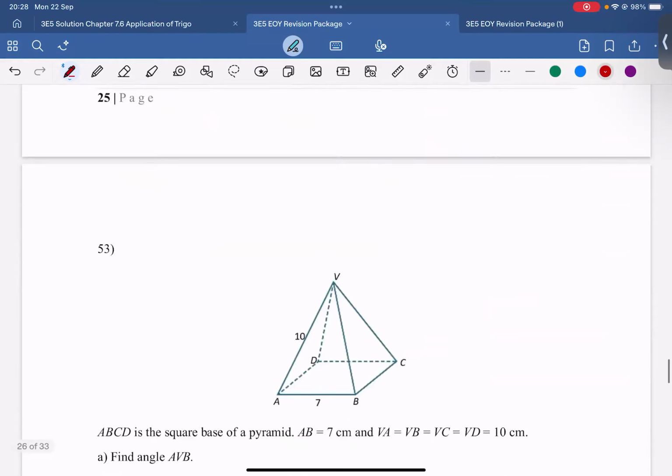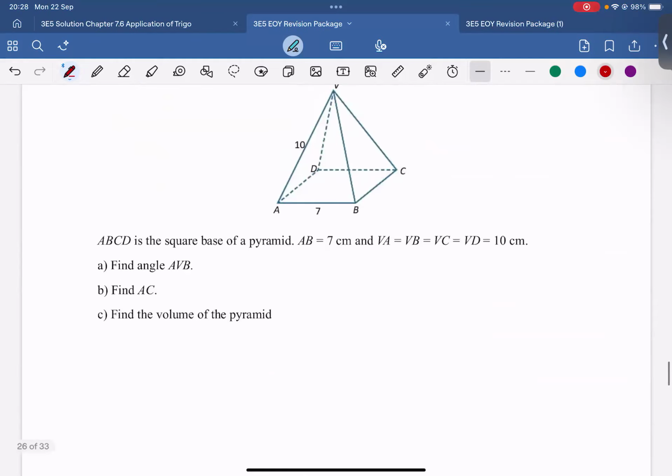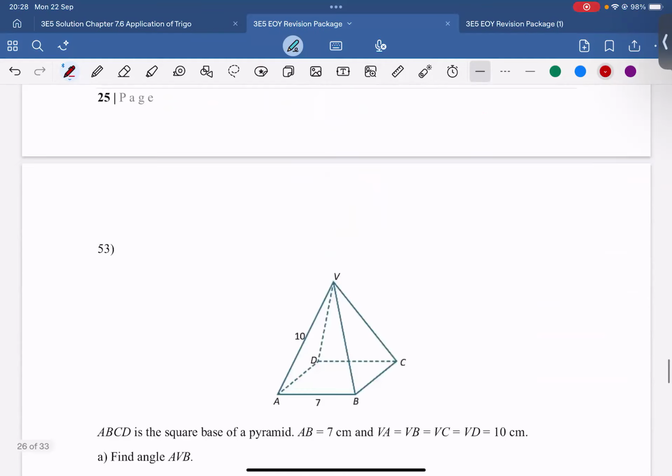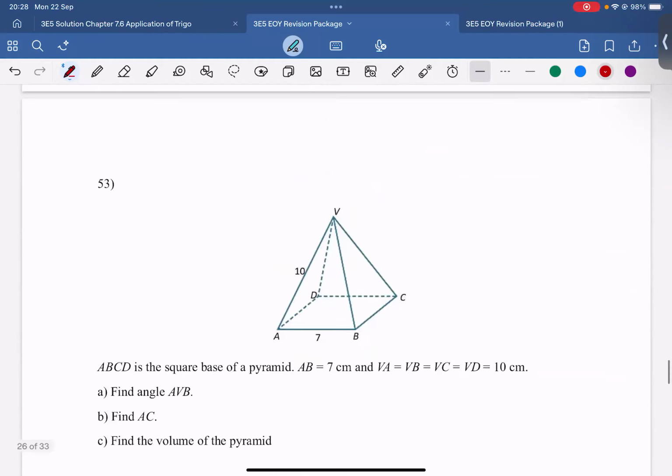Okay, next. Okay, now is your mensuration. You need to know your formulas. To me, actually, you don't need to know a lot of formulas. Okay, for volume, there's only 3 formulas.